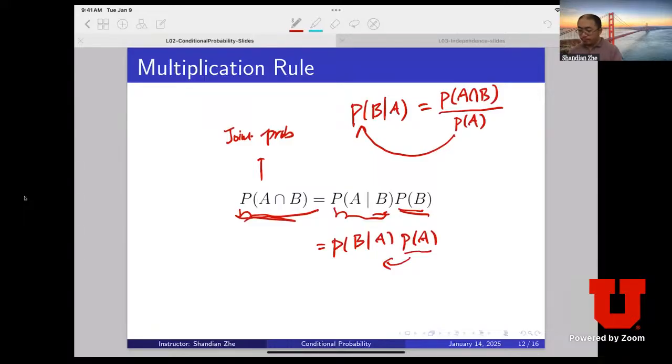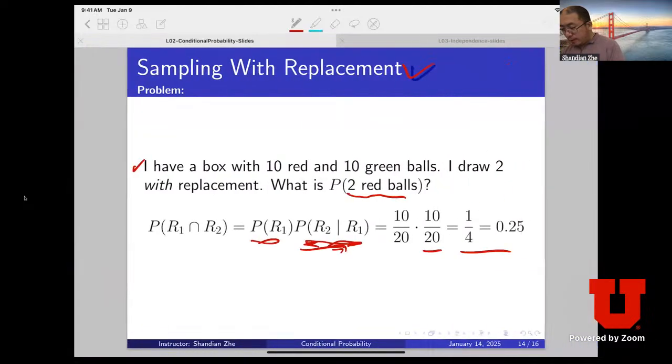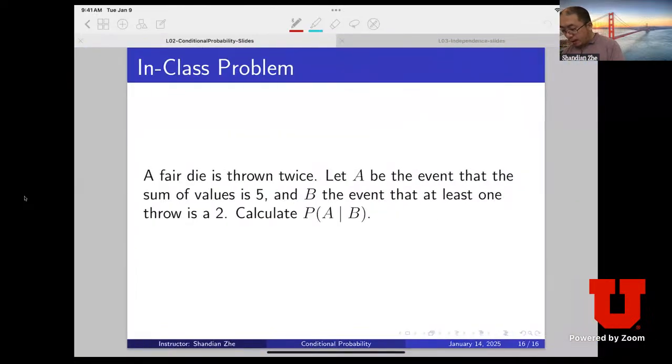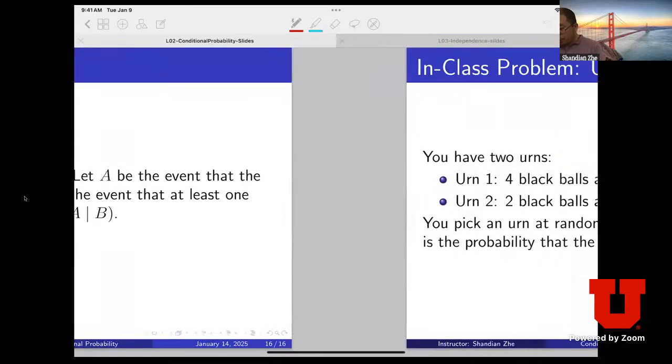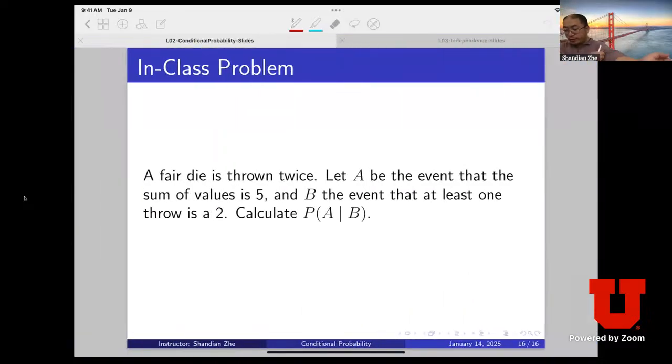Okay, so now with those definitions in our mind, we want to do some practice, some examples to strengthen our understanding of those concepts. So let's do two in-class problems. The first problem is as follows.